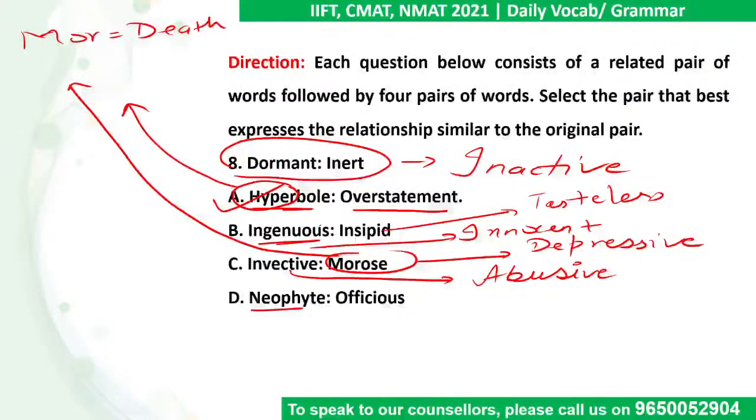Neophyte means novice. In Hindi we call it no sakhiya, right? Novice. And when someone is officious, he is being voluntary in offering his services even when you have not asked him to do so. When someone is officious, he is himself offering his services even though no one asked him to do so. Okay, so the answer is A. Next question.